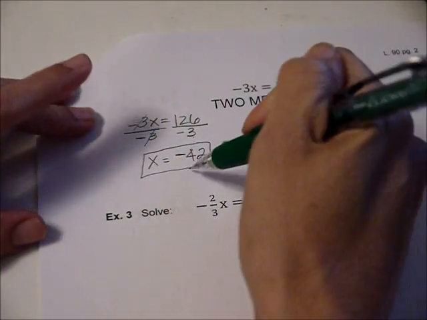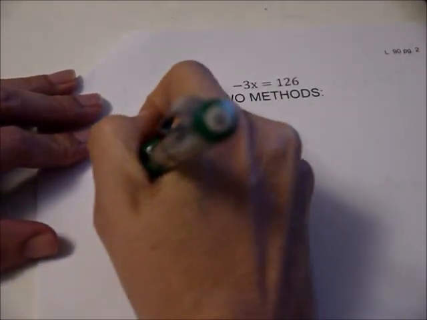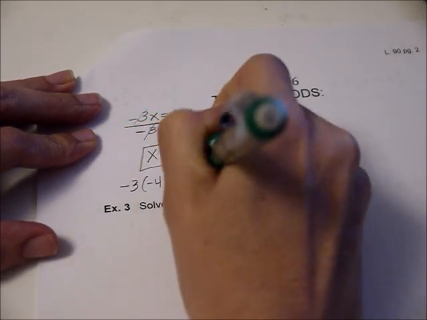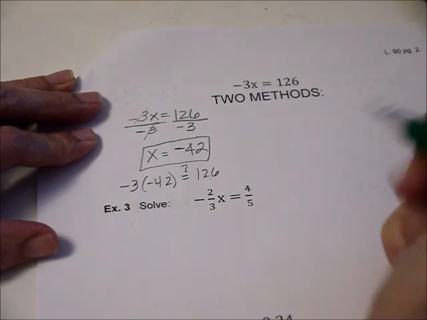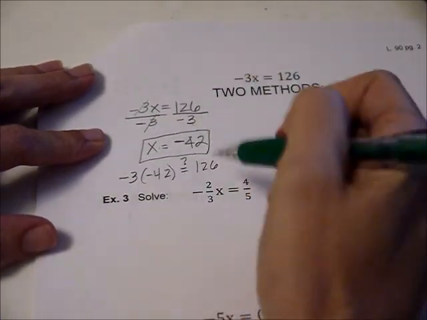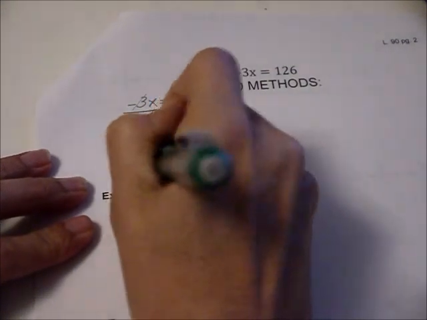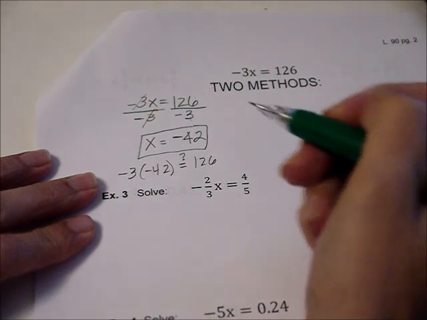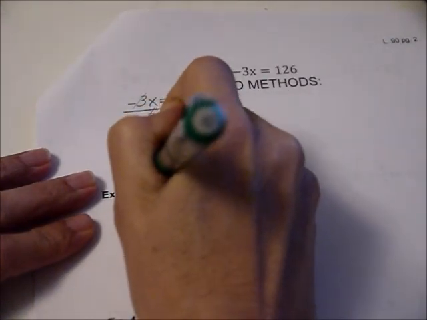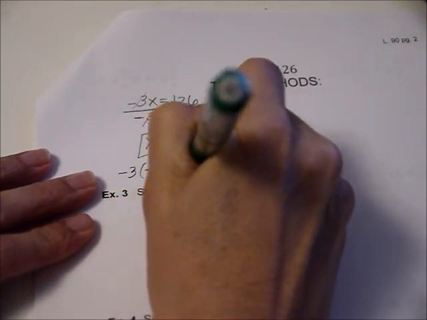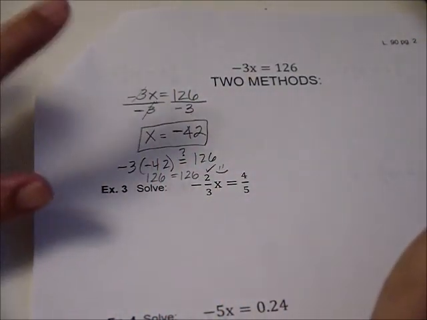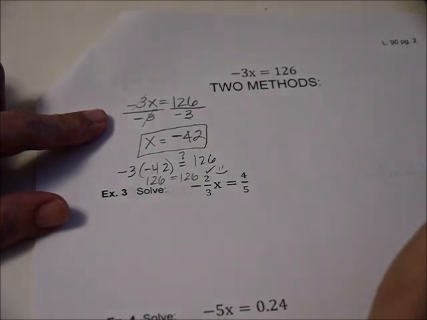And again, we can always check that. We can say, oh, is -3 times -42 equal to 126? Well, we do know 3 times 42, because I told you, is 126. So a negative times a negative. We've got 2 negatives, so that's an even number of negatives. They pair up and become positive. So yes, happy day. That did work. Okay, that's one method. That's my favorite.